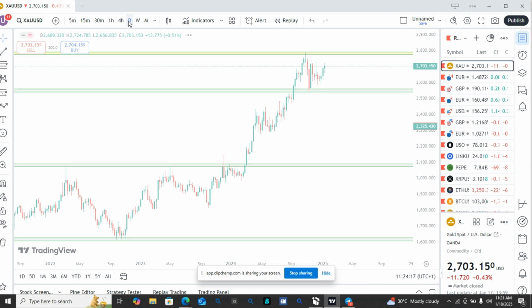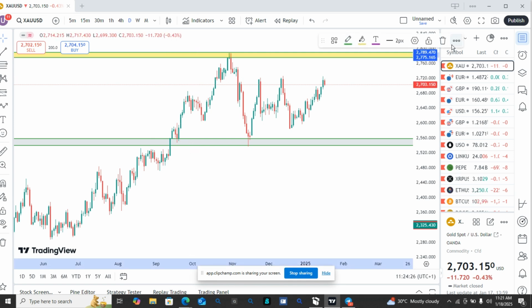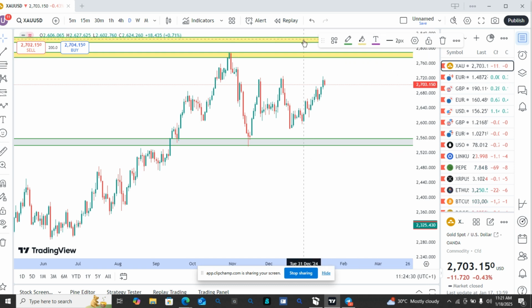So on a daily time frame, currently the price is at where? At a daily resistance level. Let me highlight it so that you see what I mean. Let me clone this level. We are currently at daily resistance level.